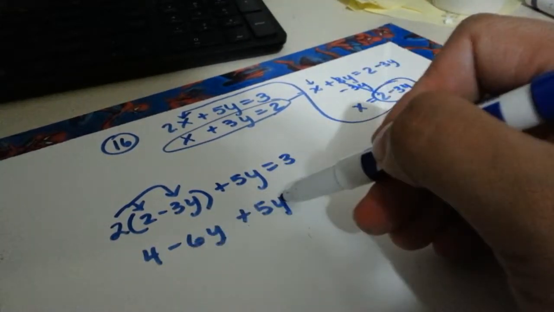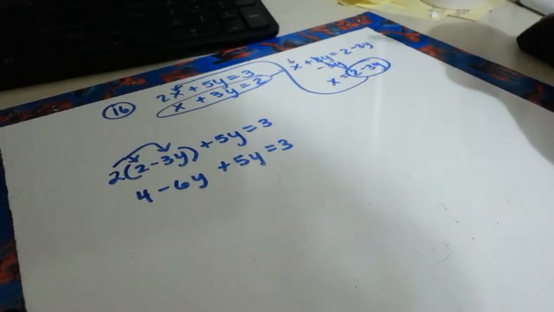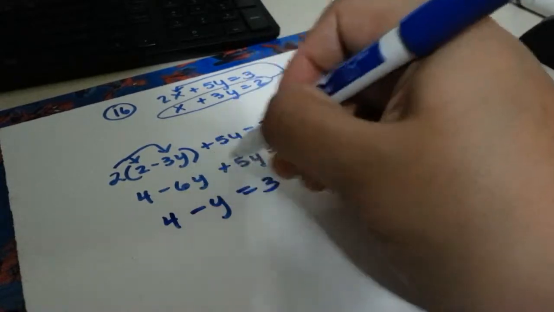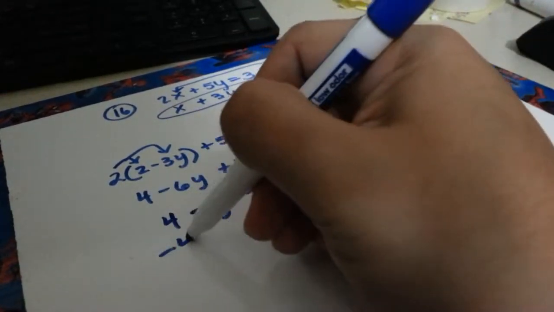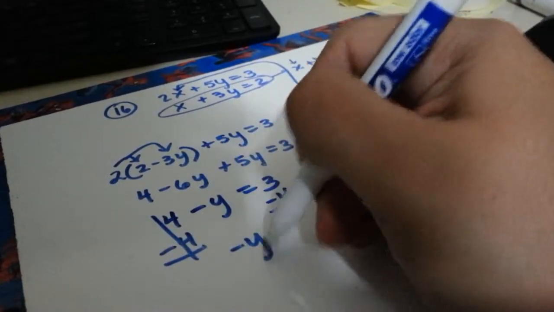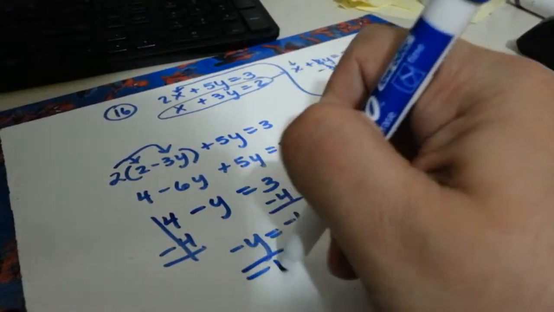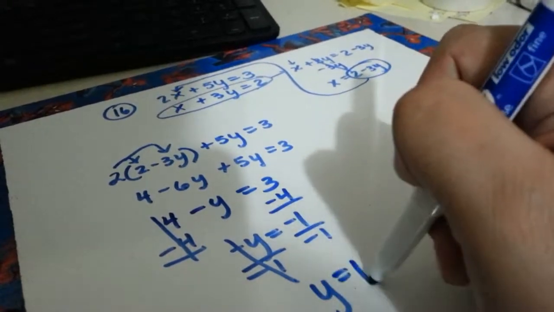Negative 6y plus 5y. They're on the same side, so all I'm going to do is combine them. 4 minus y equals 3. Negative 6 plus 5 is negative 1. I'm going to get rid of the 4. Minus 4 minus 4. I have negative y equals negative 1. And I can just get rid of the negative signs. I have y equals 1.